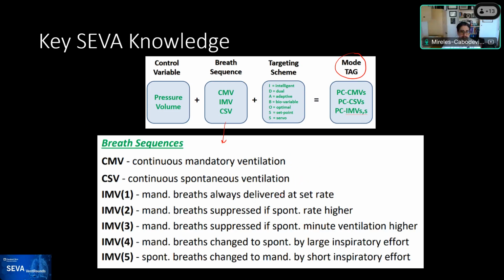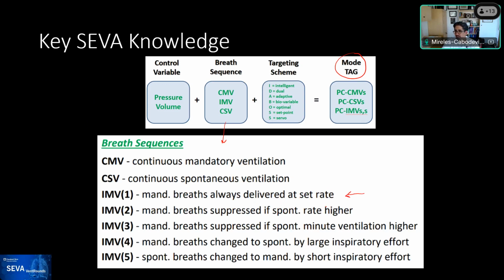Love it. And then you have the intermittent mandatory ventilation, and that just means that there are mandatory and spontaneous breaths that can live together. All right. And this is relevant because when we started mechanical ventilation, the only type that existed was this one over here, which was IMV type 1, in which the mandatory breaths are always delivered at the set rate.